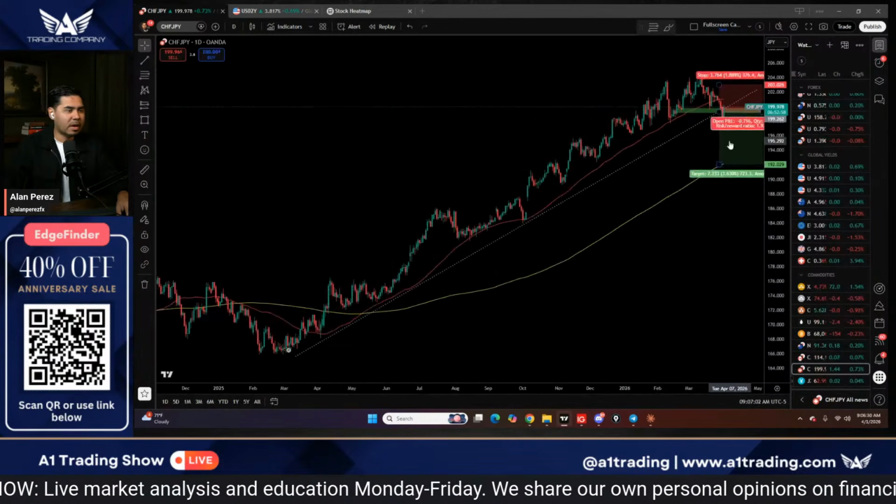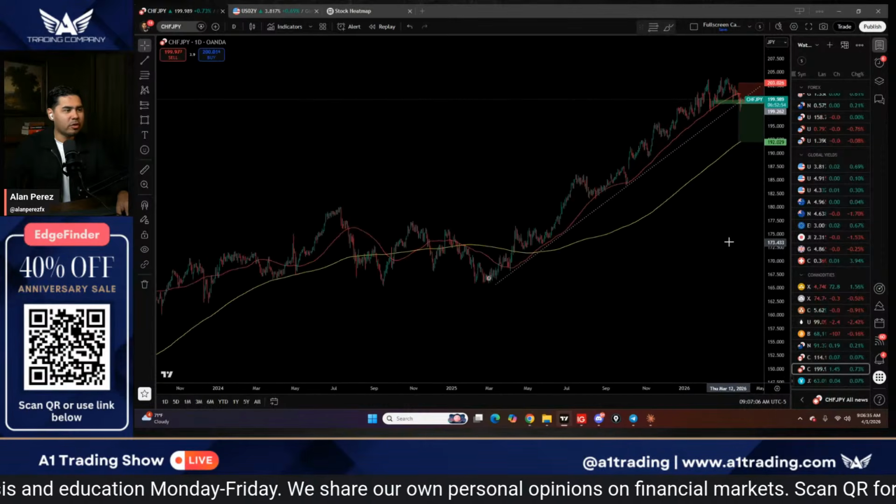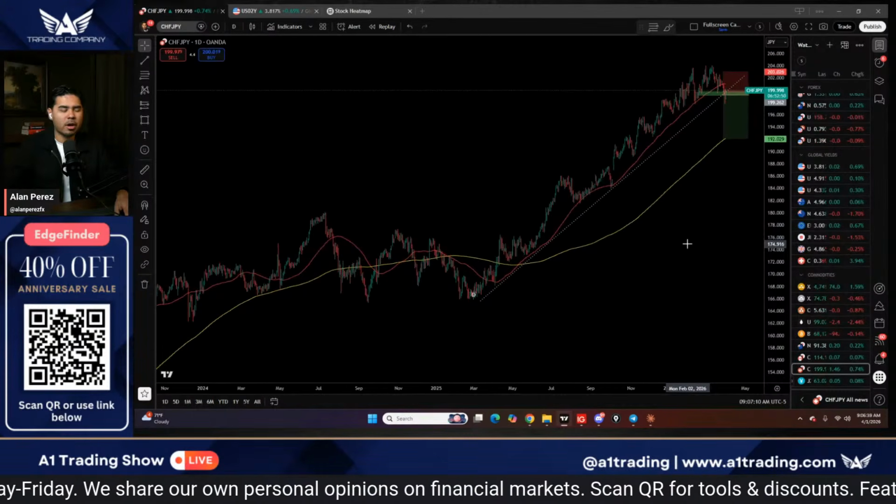So this is just my first attempt here at Swiss yen to the downside. I think that if you do get a Bank of Japan intervention, money will flow into the Swiss yen just because of that positive swap aspect.